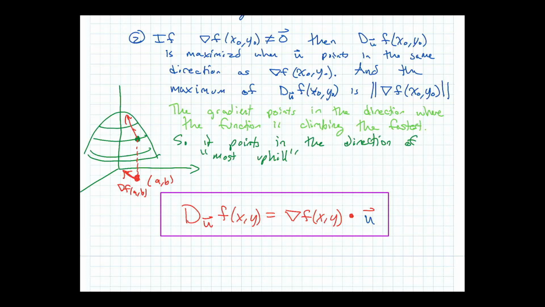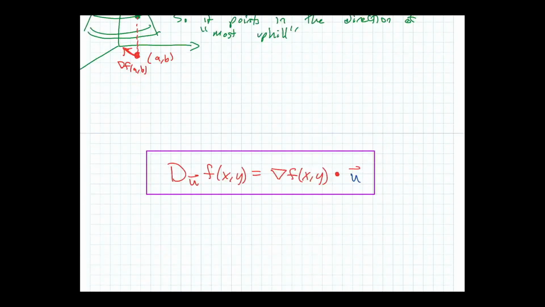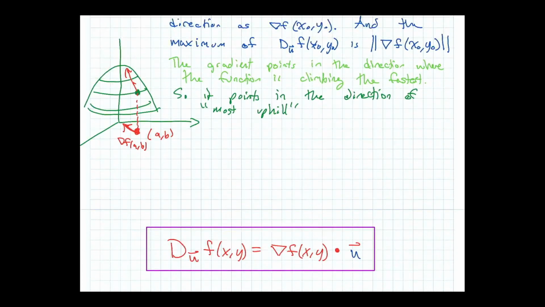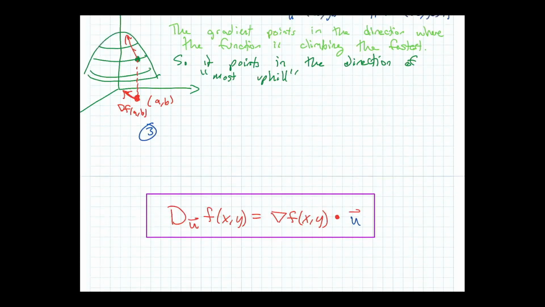We haven't justified that, but it is. Okay, what else can we do? Well, another thing we can do is note that what this also means is that the opposite direction is the most downhill. So that's actually the, I guess, the third thing.